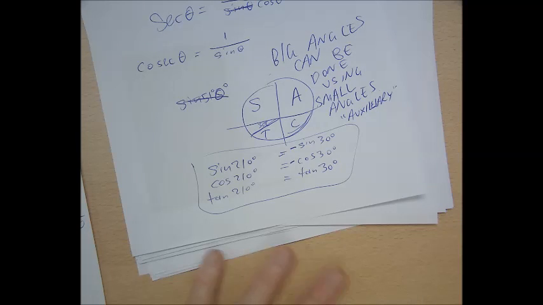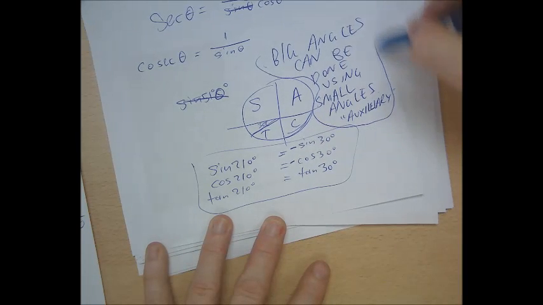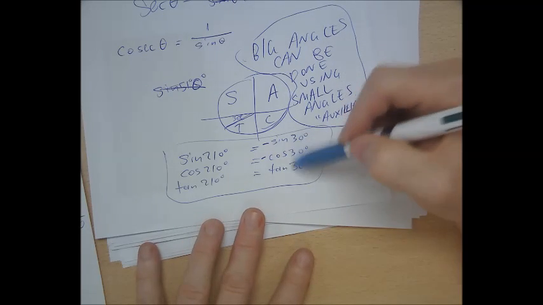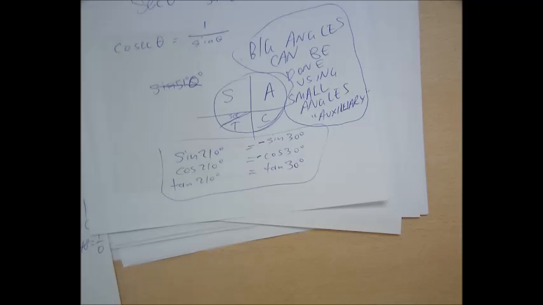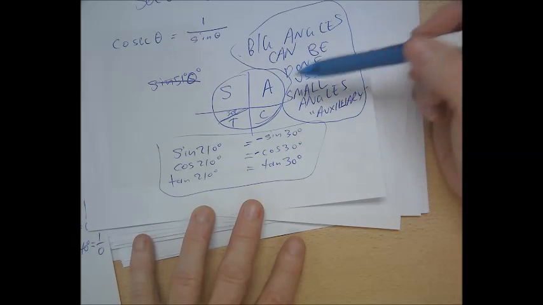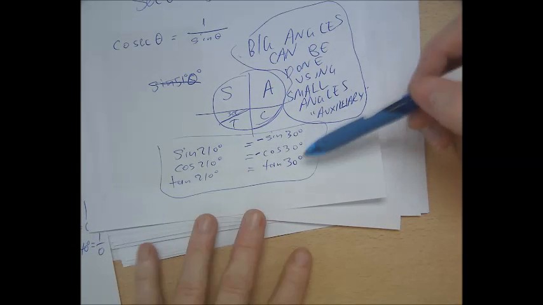Okay? So, this is a massive generalization. I mean, it's true, big angles can be done with small angles. They come out literally the same decimal. You just need to decide whether to put a negative on. That's what the cast diagram is for. The cast diagram, I don't really think of it as this. I think of cast as just a device for positives or negatives.